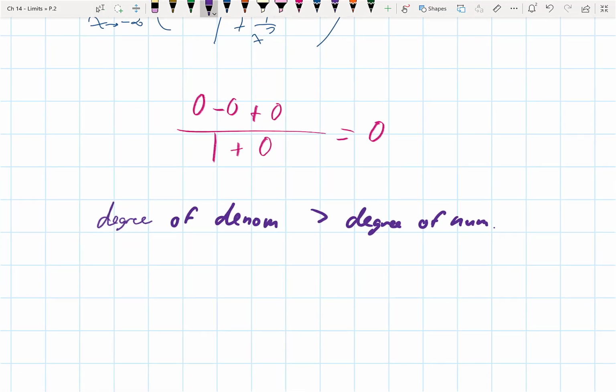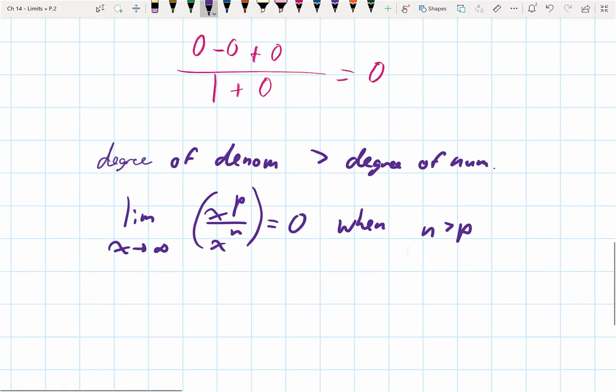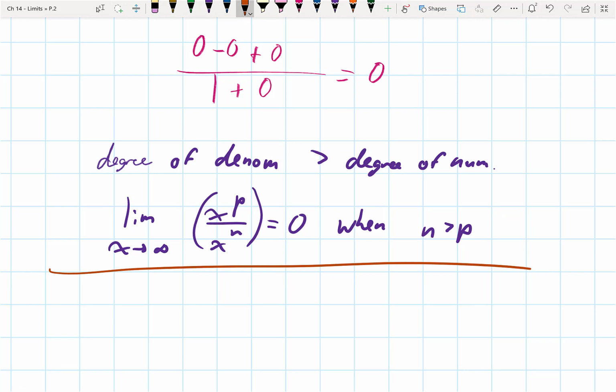And this rule is that the limit as x approaches infinity of x to the p over x to the n is equal to 0 whenever what is true? Chris, what? When n is greater than p. When the degree of the denominator is greater, and this is true of any polynomial that could happen in there. It could be any sum or difference of that. And the proof was one we just did. So that's the case where the degree of the denominator is greater than the degree of the numerator.